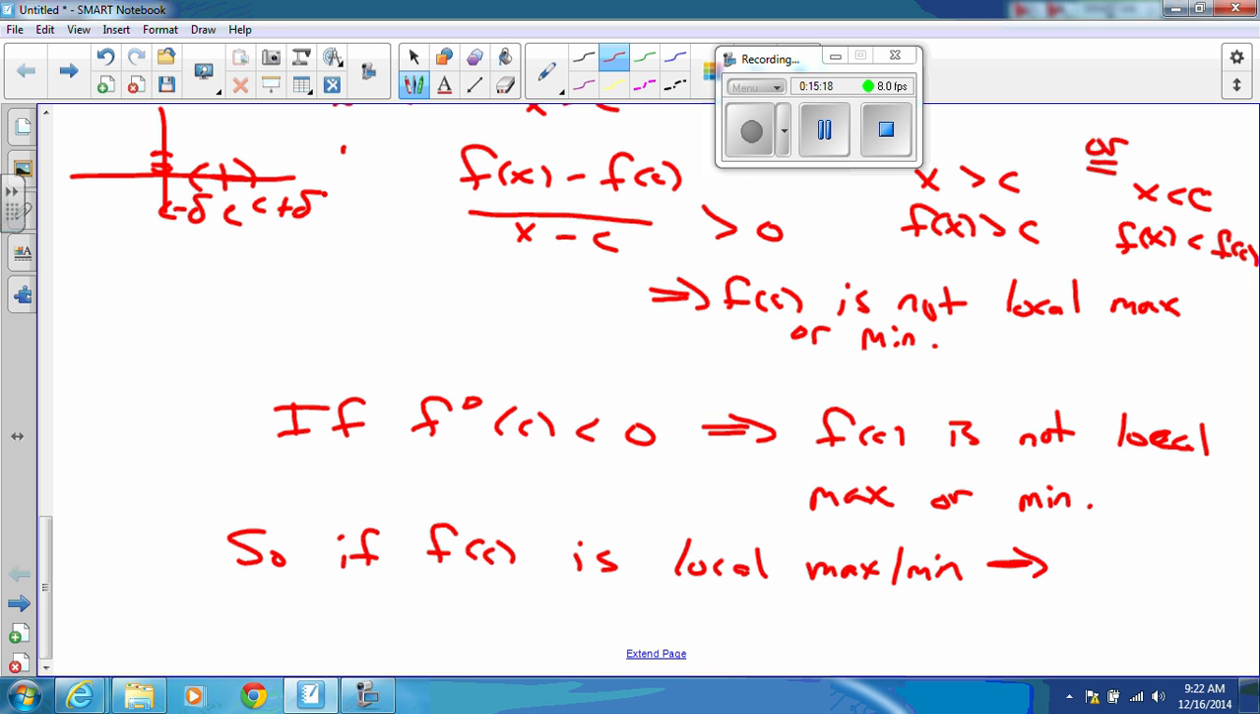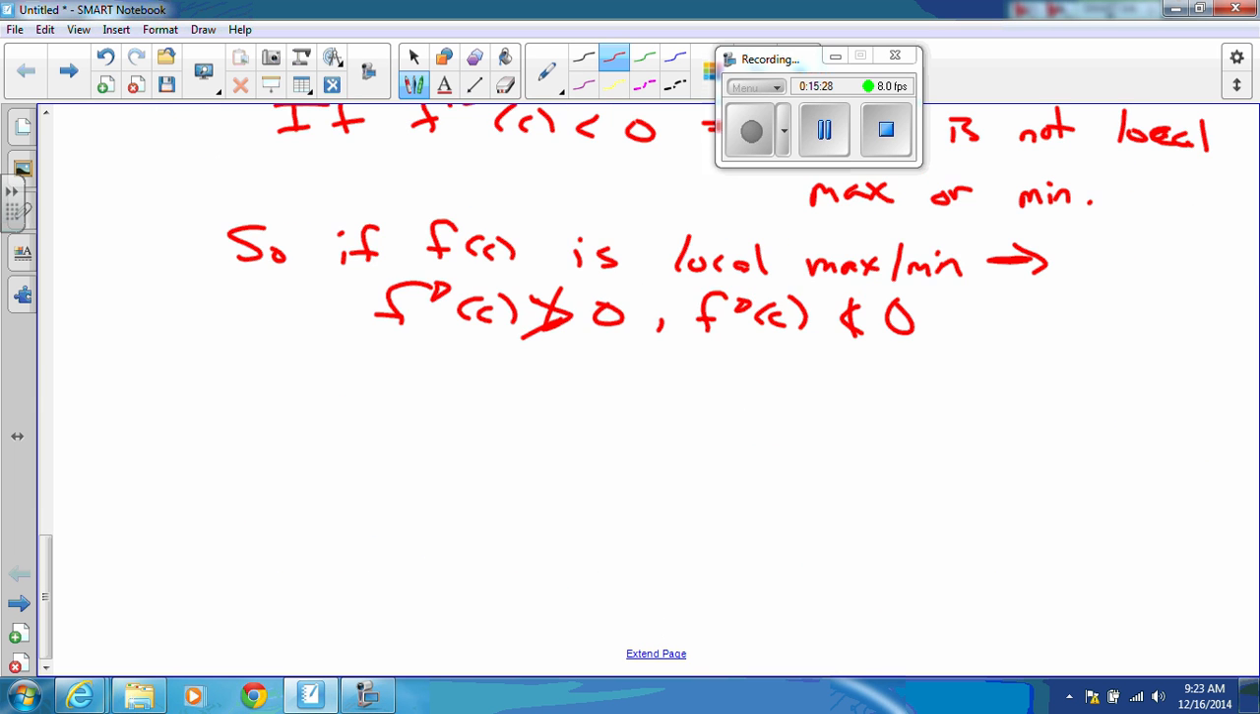So if f of c is a local max or min, then f prime of c is not greater than 0. F prime of c is not less than 0, which means that x equals c is the critical point. Okay, and that gives us what we needed for Rolle's theorem.